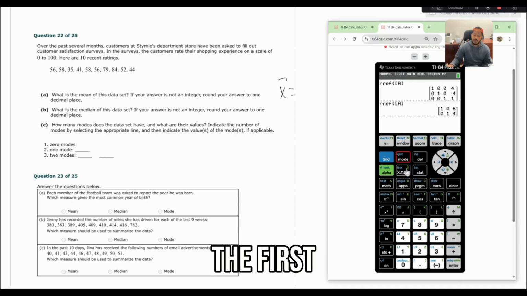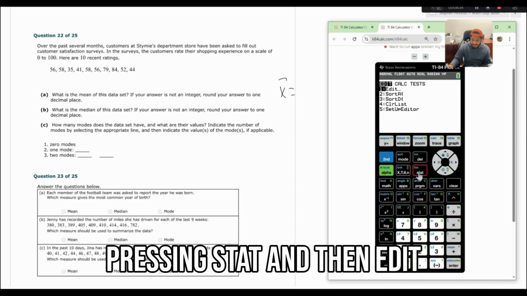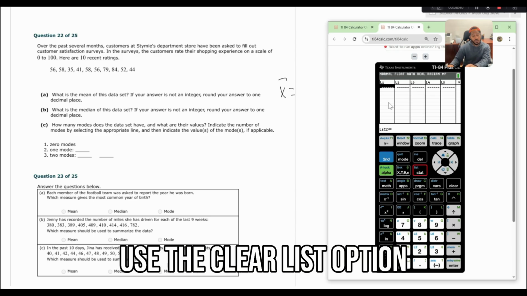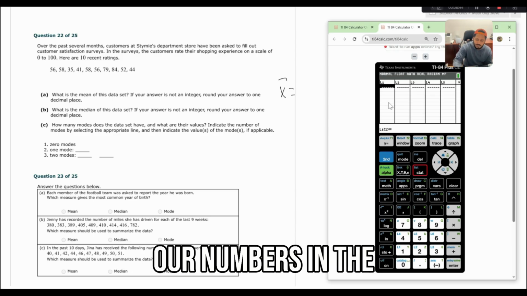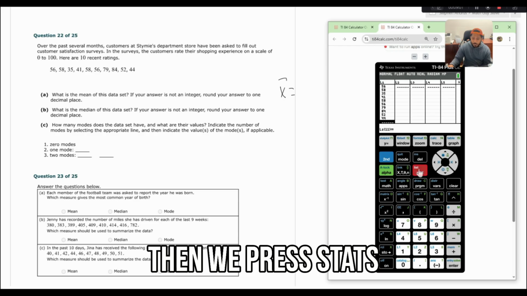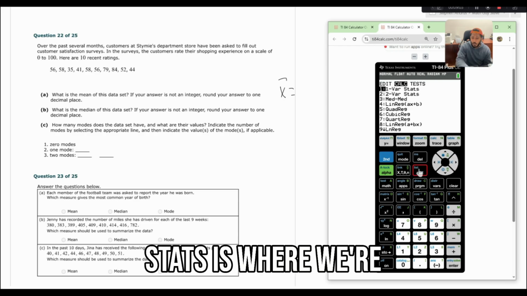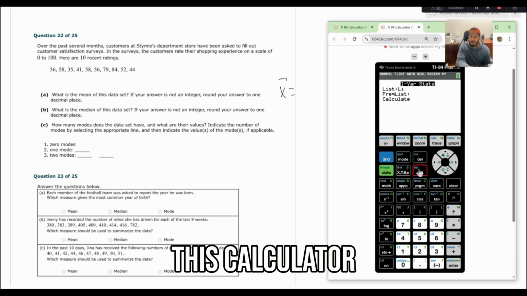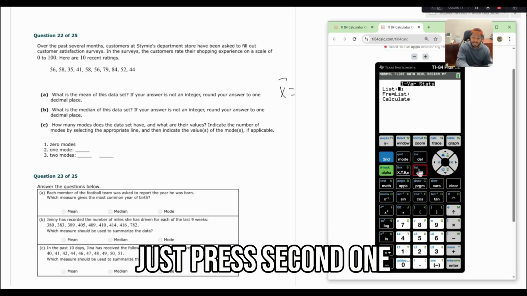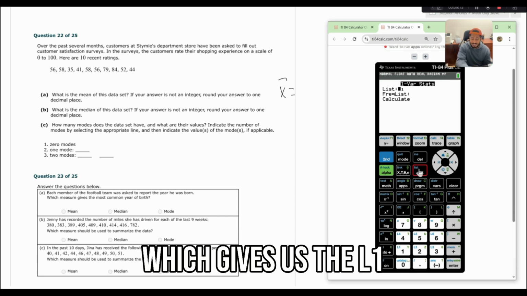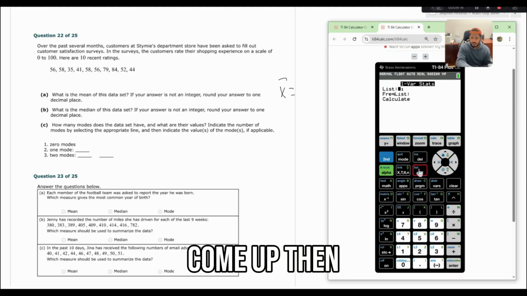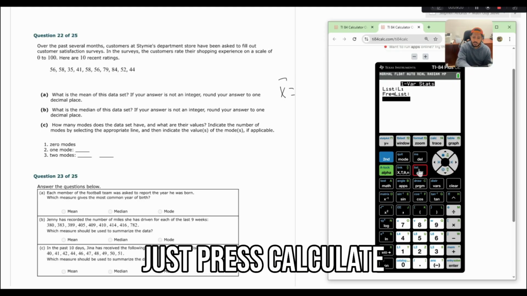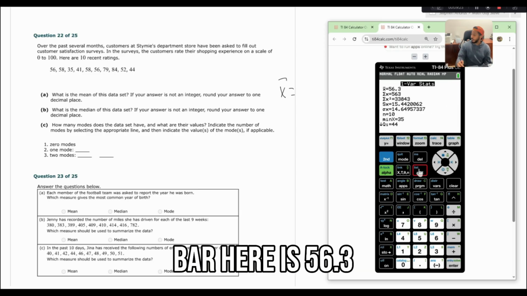So first, we put these numbers in a list by pressing Stat and then Edit. If you have numbers in here, you can delete those numbers in the list one by one or use the Clear List option. So then we type in our numbers into this list. Then we press Stat and we want to go to Calc. One-Var Stats is where we're headed. Sometimes this option comes up if you have this calculator. If it doesn't, just press 2nd 1, which gives us the L1. But if it does come up, you can just type in List 1. Under frequency list, don't put anything, and then just press Calculate. And so the x̄ here is 56.3, which would be our mean.